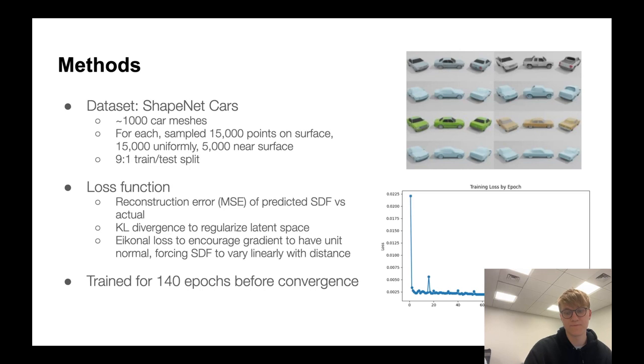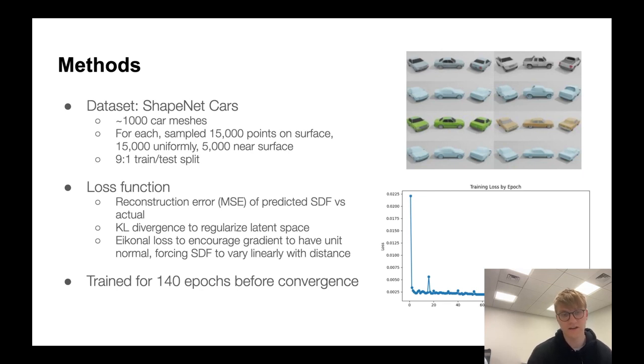As for our methods, we generated our data samples ourselves. We took 1,000 car meshes from the ShapeNet dataset, a well-known 3D geometry dataset. We sampled points on the surface and uniformly near the surface, and we had a 9-1 train test split. Our loss function consisted of a general MSE loss, a KL divergence loss to regularize our latent space, and also an eikonal loss, which is a specific kind of loss that helps regularize signed distance fields, as this is like a physical property.